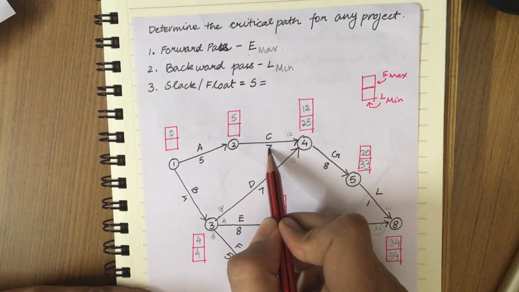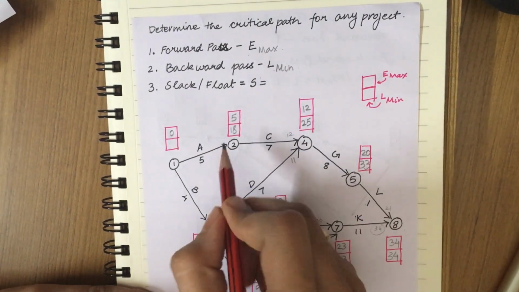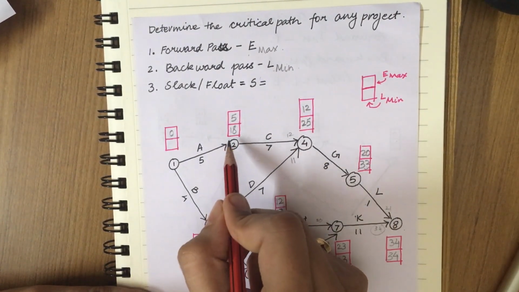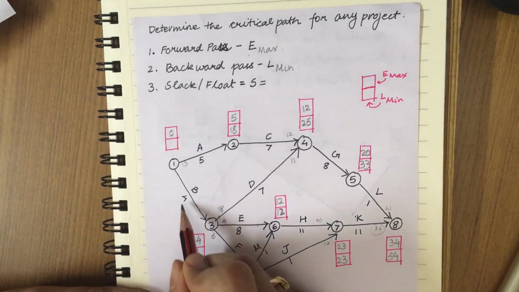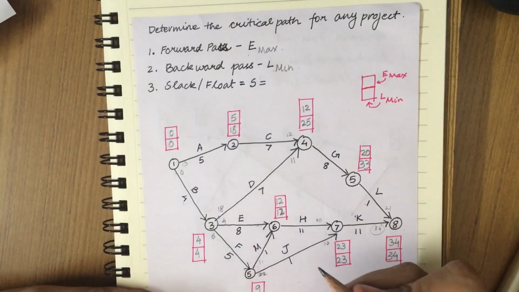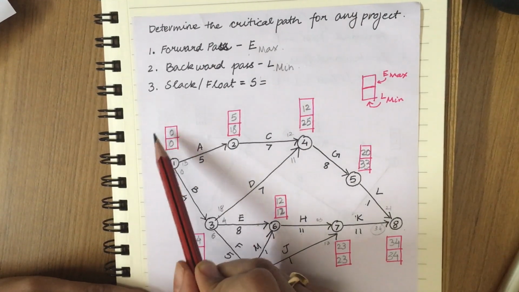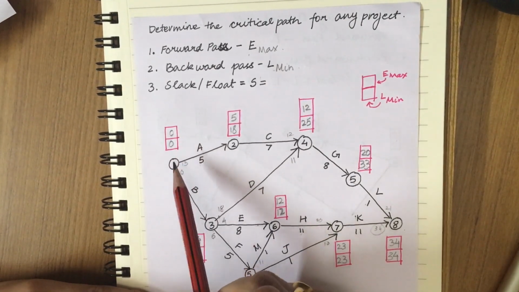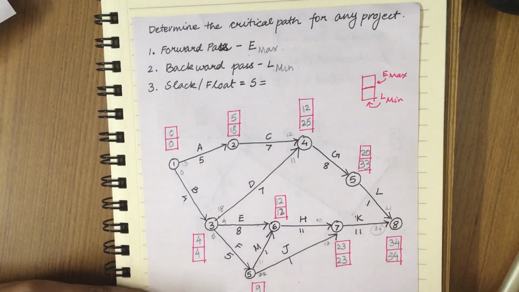25 minus 7, 18. Now 18 minus 5 will give you 13, and 4 minus 4 will give you 0. Always you need to know that for the first event the E and the L value should be 0. So if you're not getting a 0 for this, you're doing something wrong.